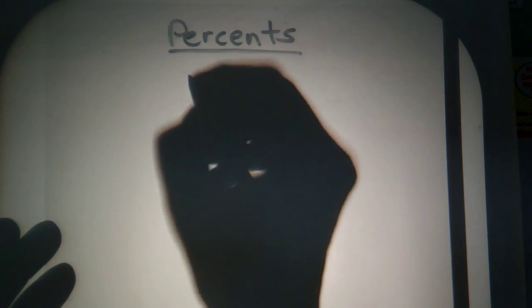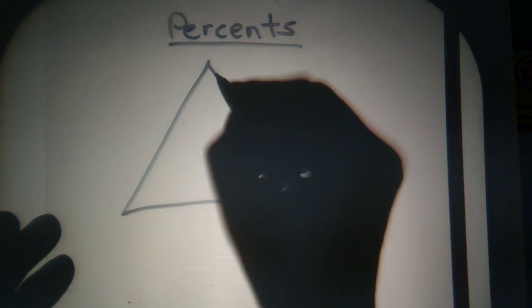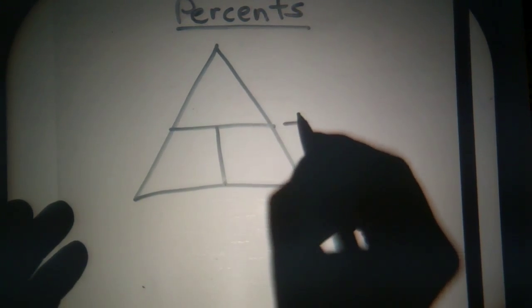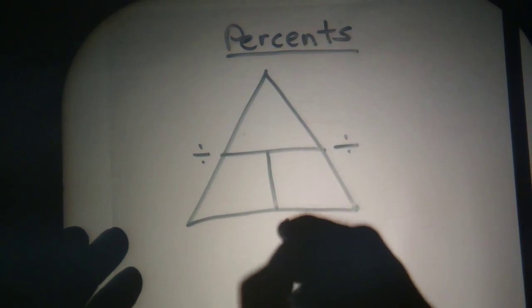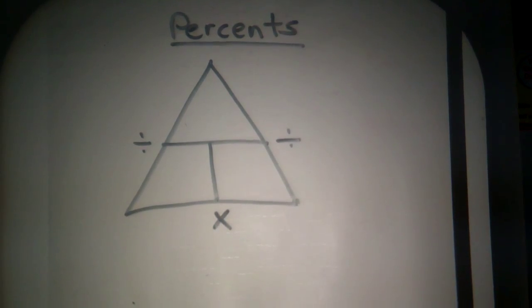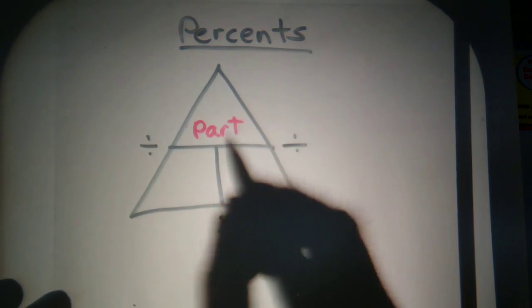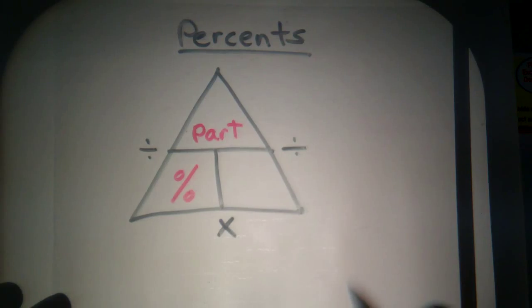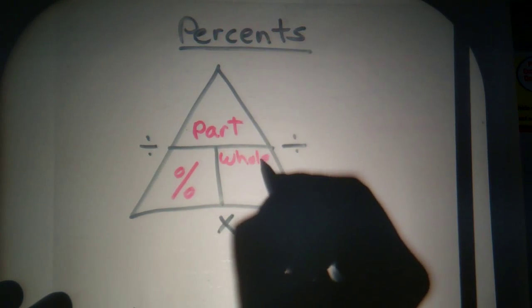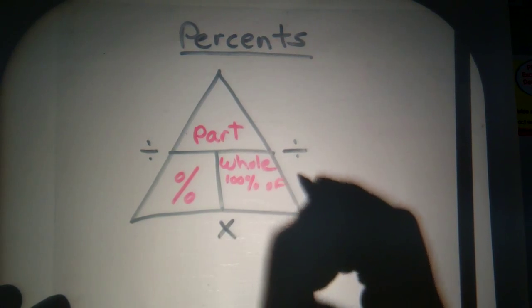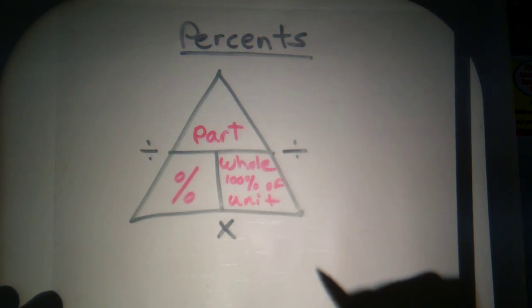Today we're going to review our percents. We're going to use the triangle, and this helps us put the proper numbers into the proper place. Now we know that part goes here, percent is in this section, and whole is in this section. Whole meaning 100% of whatever unit it is that you're beginning with.